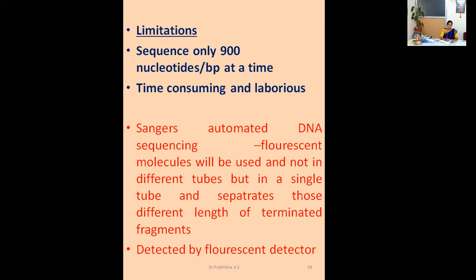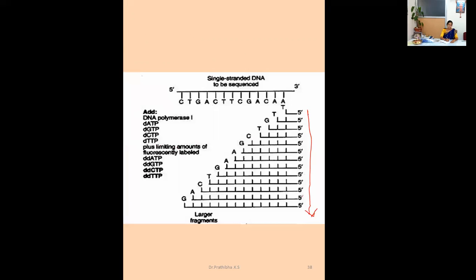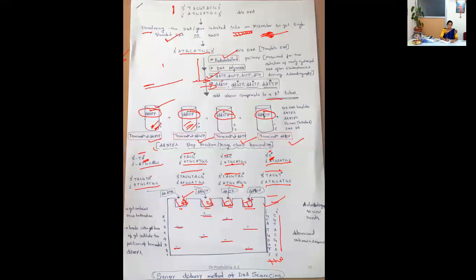This can be detected by a fluorescent detector. In this case, nucleotides can be labeled with enzymes, or antigenic substances, or radioisotopes, or chemiluminescent moieties, or fluorescent dyes that bind with high specificity. To conclude, Sanger's DNA sequencing requires template DNA that is pure and homogeneous. The DNA is made single stranded by cloning with phage M13 or by a denaturation process. DNA polymerases copy the single stranded template, initiating the synthesis at a point bound by an oligonucleotide primer.